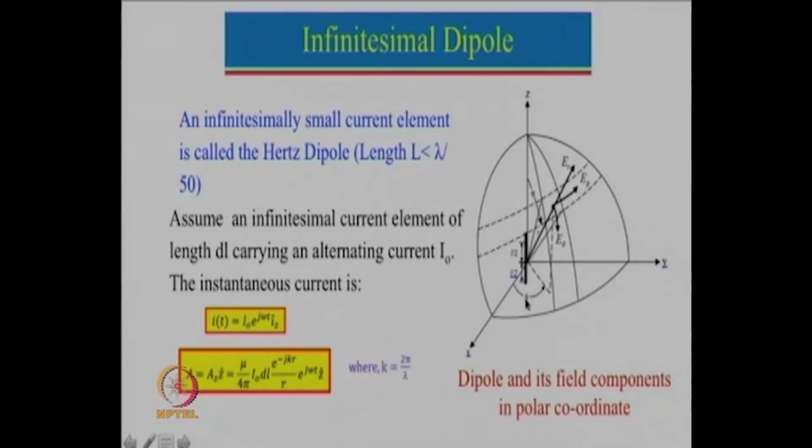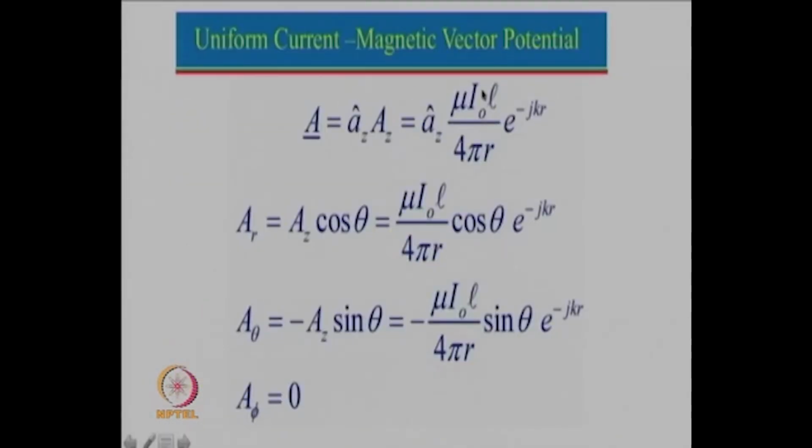So corresponding to this current element, we can find the vector magnetic potential. Since the current is in the z direction, we have only one component, which is Az, and that is given by this expression here. Since the length L which we have assumed is dl, very small, when that is integrated it will become L, because the current is uniform, so I0 will come as it is. Now this is the z direction.